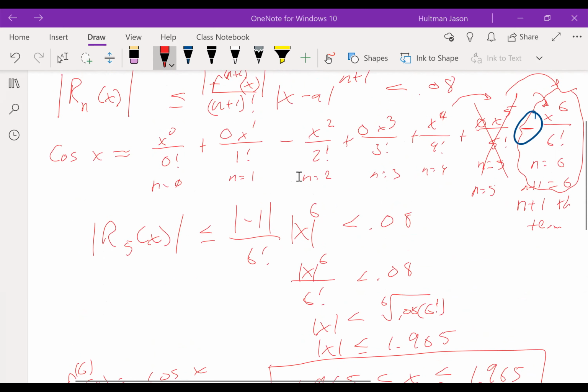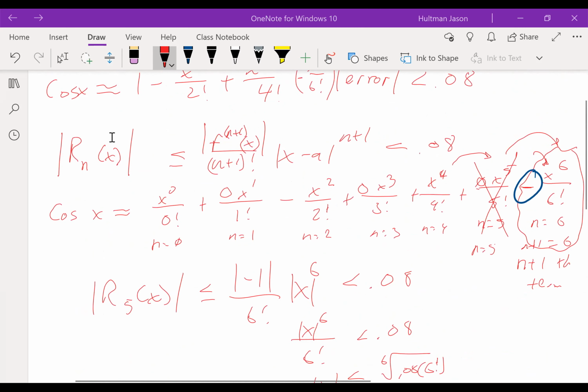Okay, because again, it comes to us from the fact that we're finding the remainder here using Taylor's remainder theorem. So just look at this. This is basically Taylor's remainder theorem right here at the very top. Okay, so right here.